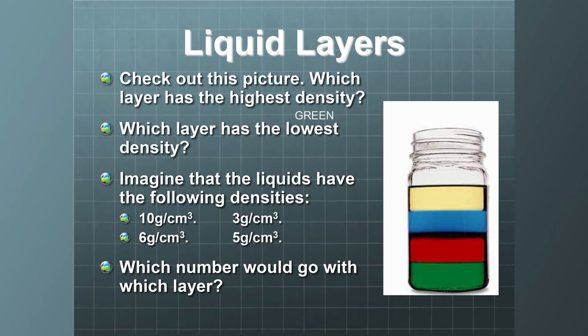Well, our smallest number is the 3 grams per centimeters cubed, so it goes with our top. Then the next would be 5 grams per centimeters cubed. Then the third would be 6 grams per centimeters cubed. And the bottom layer would be 10 grams per centimeters cubed. So remember that the most dense is at the bottom, the least dense is at the top, so the numbers would go small at the top to large at the bottom.